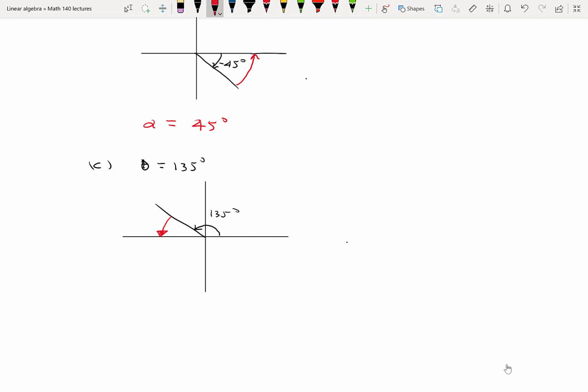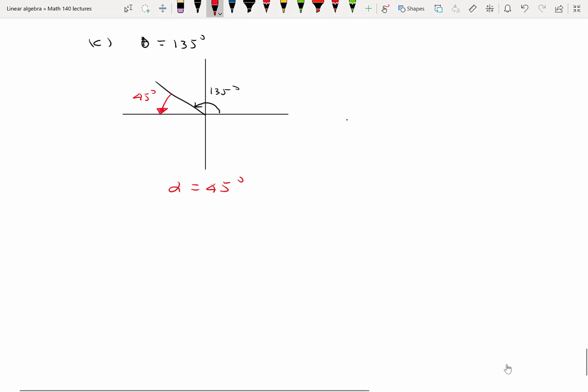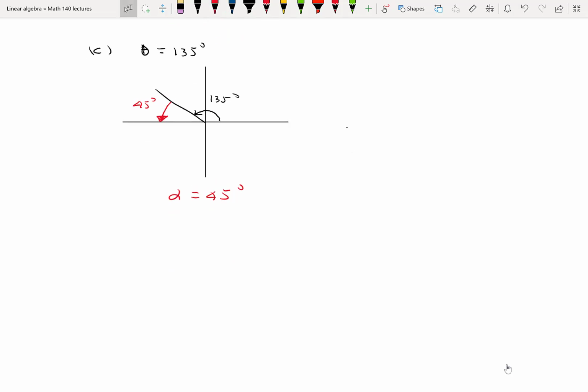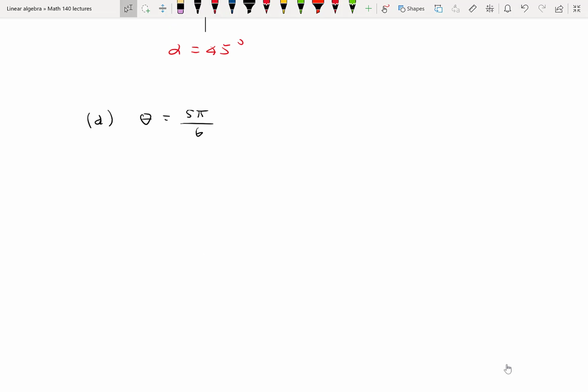So what is that angle? It's 45. So alpha equals 45 degrees. How do I know? Because 180 minus 135 is 45. Okay, how about D. Theta equals 5 pi over 6. What's the reference angle? Let's take a look.